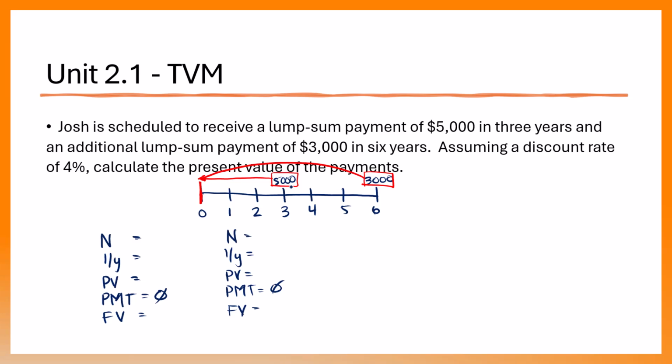The first one is the $5,000. For 3 years, our discount rate for both sets of cash flows for the entire timeline is going to be 4%. We're trying to find this present value at time 0. The future value is that $5,000 that he will receive. Now let's set up the next one. We have N is 6, same discount rate, 4%. We're trying to find the value of the $3,000 today. I usually subscript these, times 0, and the $3,000 is what is expected to be received exactly 6 years from today.